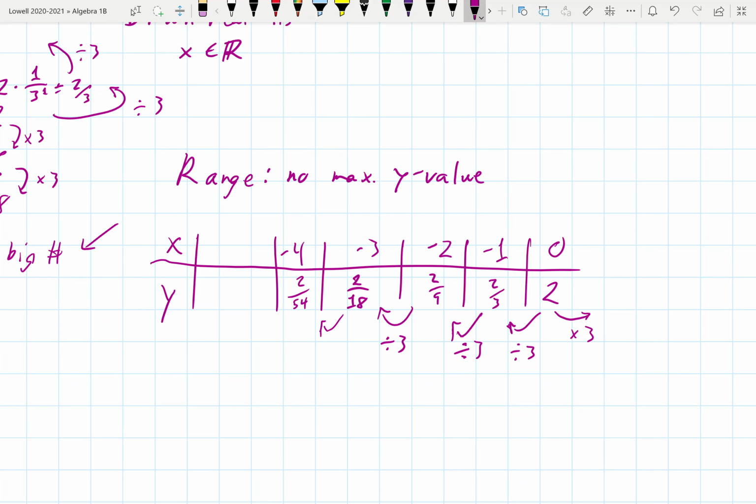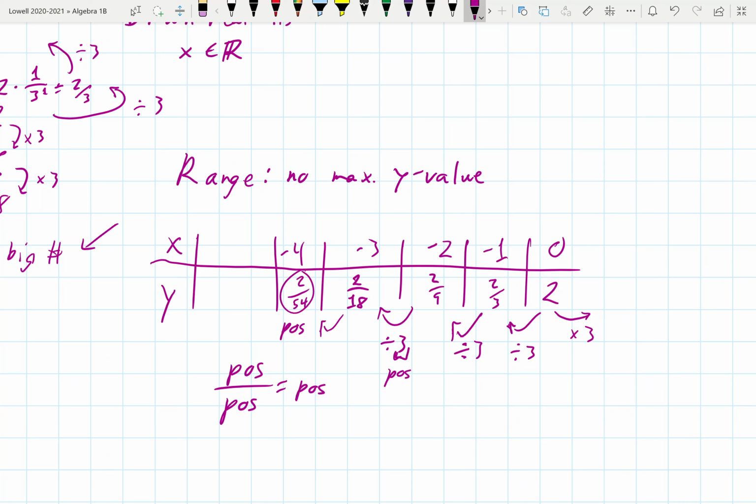Well, think about this. Is it ever going to get negative? Well, there's no way it can be negative, right? Because this number, that's positive. And dividing by 3, well, 3 itself is also positive. And if you take a positive number and divide by a positive number, you're still going to get a positive number.